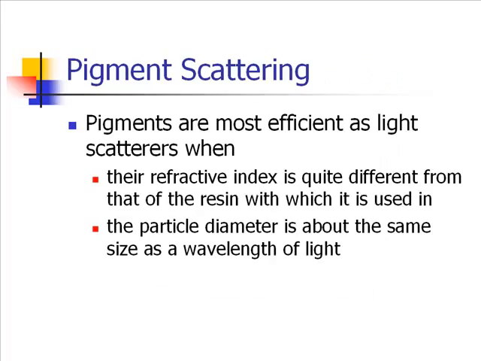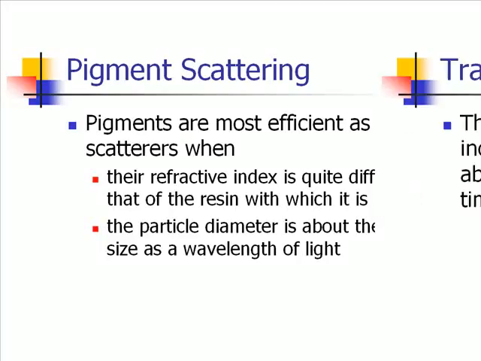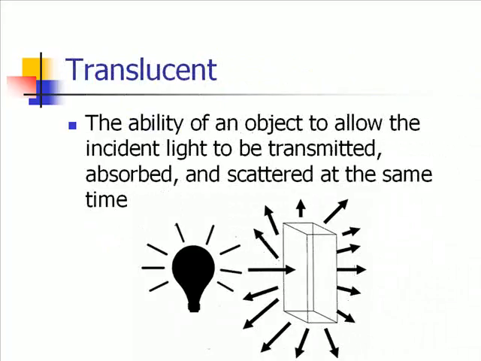Okay, we can also have translucent material, and in this case, the object has the ability to allow the incident light to be transmitted, absorbed, and scattered at the same time. So many plastics are translucent. Think of high-density polyethylene, which we make milk jugs out of. Look at it, it's translucent. It's not really transparent. If you had something behind it, you couldn't see it very clearly, but you could tell that there was something there. That's what we mean by translucent. And there's varying degrees of translucency also.